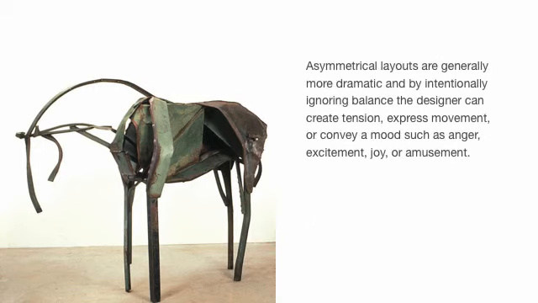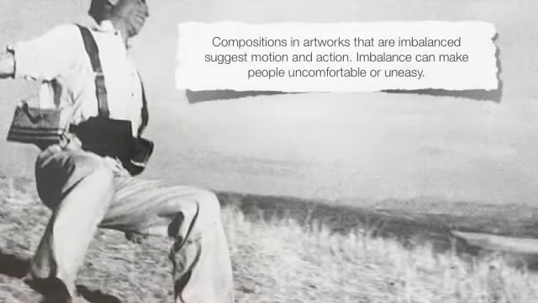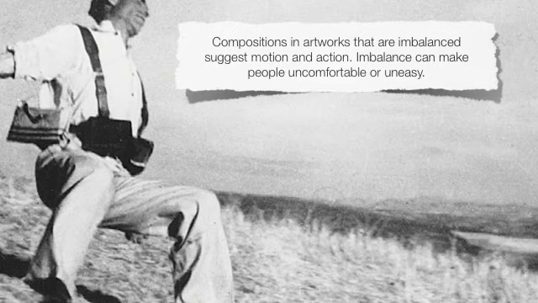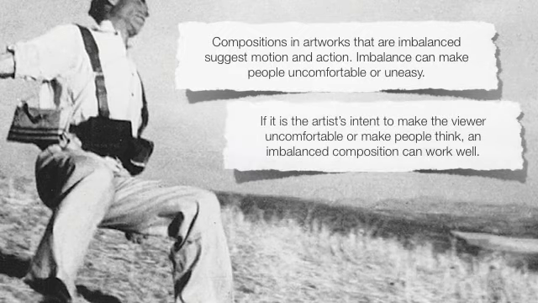Asymmetrical layouts are generally more dramatic, and by intentionally ignoring balance, the designer can create tension, express movement, or convey a mood such as anger, excitement, joy, or amusement. Compositions in artwork that are imbalanced suggest motion and action. Imbalance can make people uncomfortable or uneasy. If it is the artist's intent to make the viewer uncomfortable or make people think, an imbalanced composition can work well.